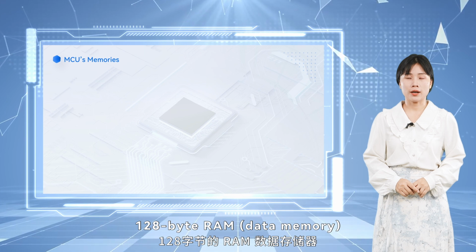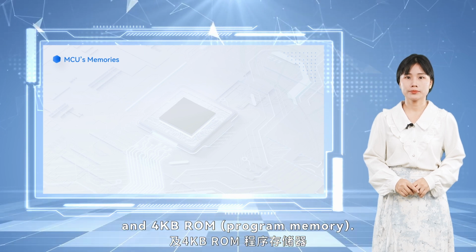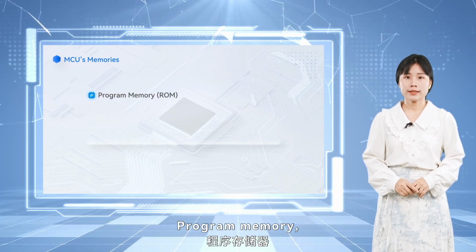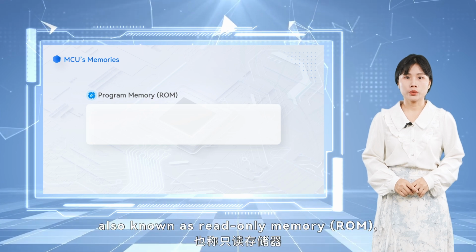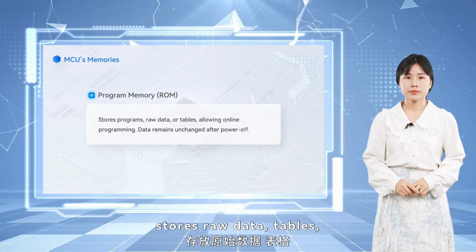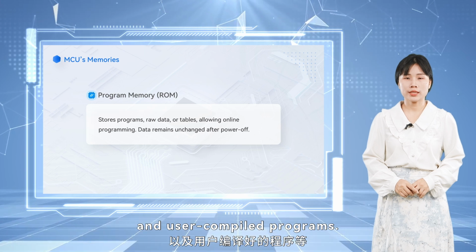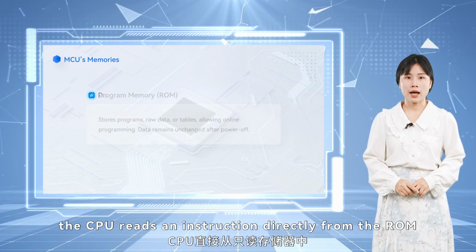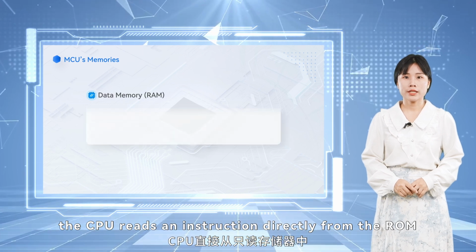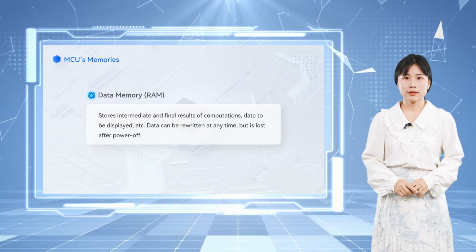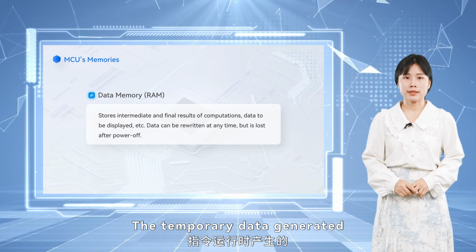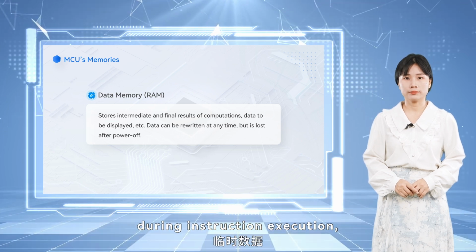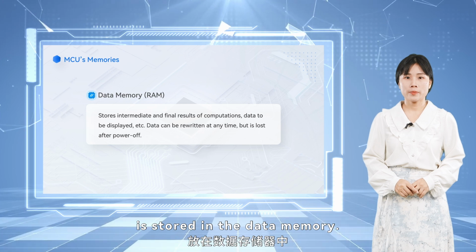128-byte RAM, data memory, and 4 KB ROM, program memory. Program memory, also known as read-only memory, ROM, stores raw data, tables, and user-compiled programs. During runtime, the CPU reads an instruction directly from the ROM and then executes that instruction. The temporary data generated during instruction execution, such as variables, is stored in the data memory.